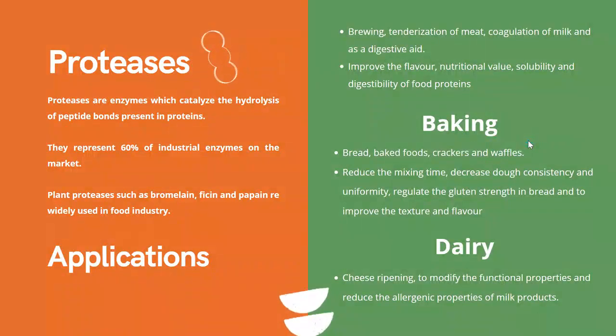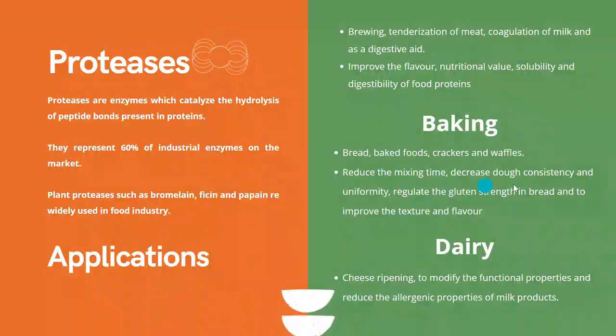All these are available in the market, and if you see the label behind, you can see these protease enzymes being mentioned if you are buying any processed food. Further, they reduce the mixing time, decrease dough consistency and uniformity, and regulate the gluten strength in the bread and improve the texture and the flavor. Majorly, it makes the dough ready for baking.